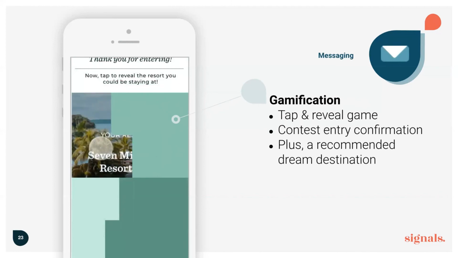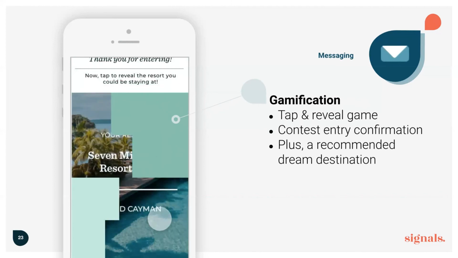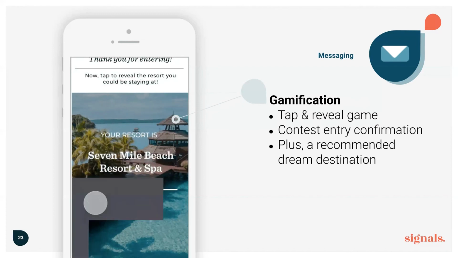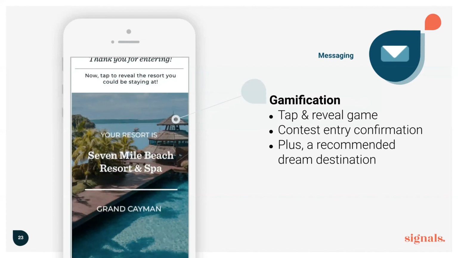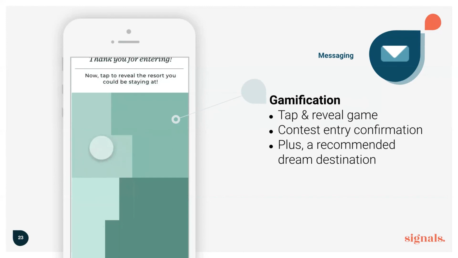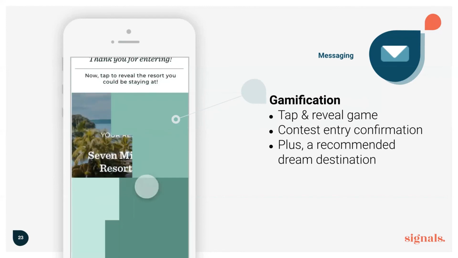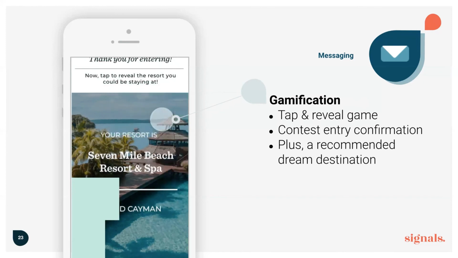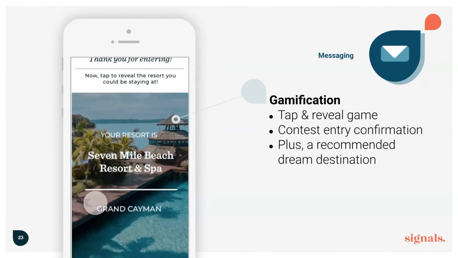With the online experience complete, she is now ready to receive the follow-up email confirming her entry. Here we have a fun tap and reveal or an inbox scratch-off type game that will reveal a dream destination based on the questions she has answered. While the zero-party trade-off can be just a contest entry, we're also serving up a dream destination option as well.